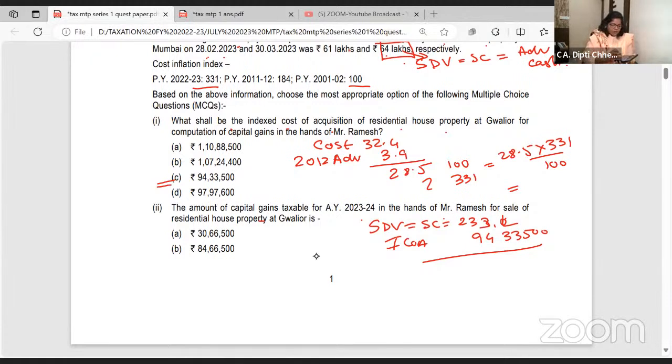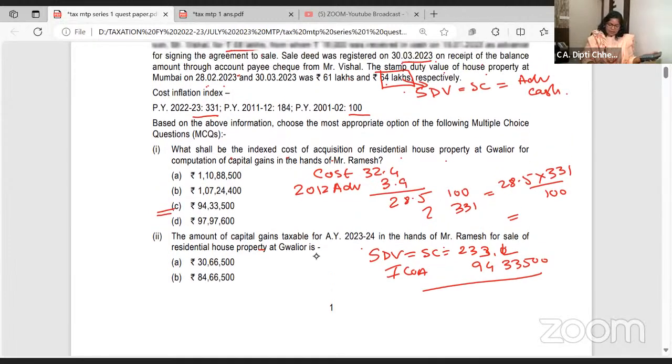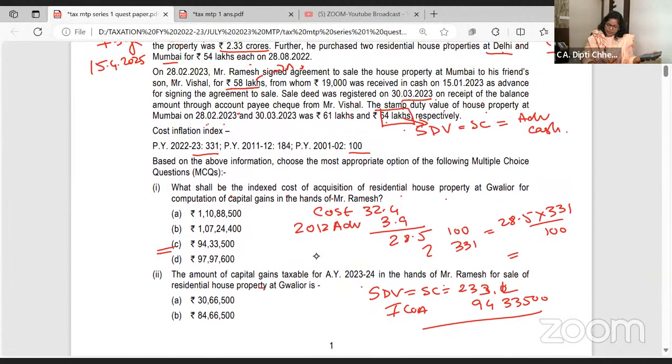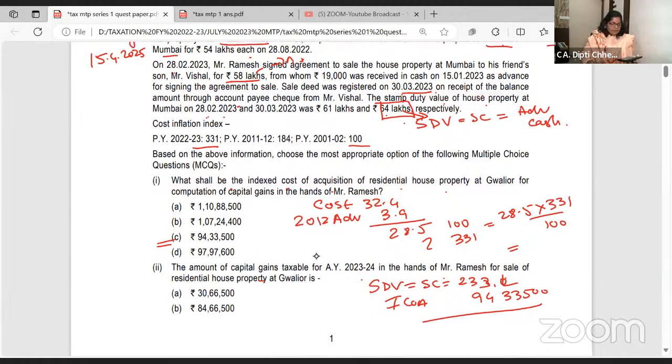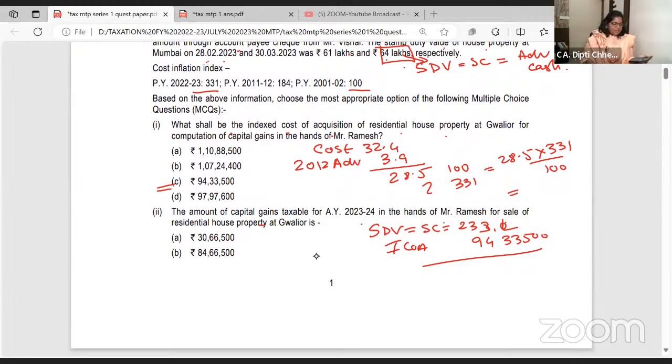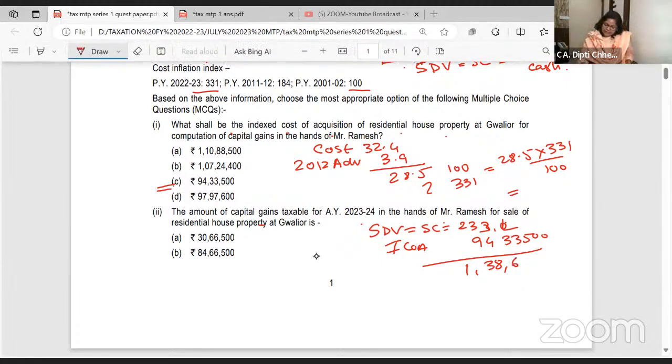So what is the long-term capital gain? Dekho, 233 minus 94,33,500, the indexed cost of acquisition. So it is coming to how much? 1,38,66,500 is the long term capital gain.